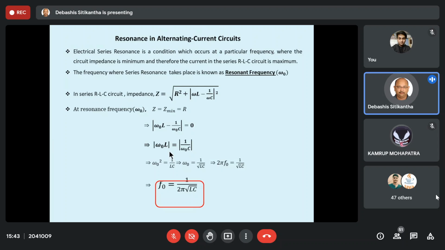Now, let us see what the use of this resonance is. One simple example I am telling you. Suppose, let us say you people are listening to FM radio.